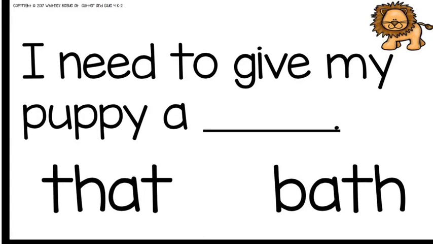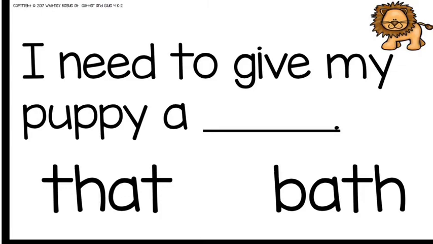Sometimes your children might see a digraph in the word they're predicting and assume it's a word that they associate with that digraph. Here the two words we're attempting both have the digraph th. I need to give my puppy a that or bath. Which one makes sense? Check the first sound and reread the sentence using both words. I need to give my puppy a bath, or I need to give my puppy a that. I know you know which one makes sense.